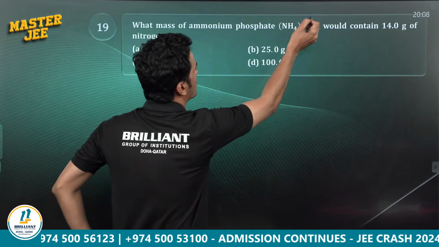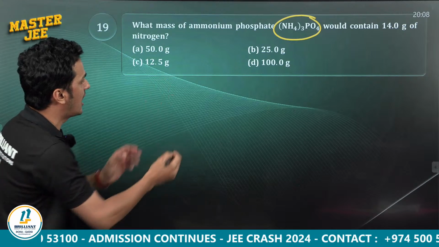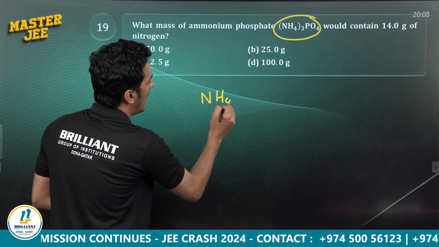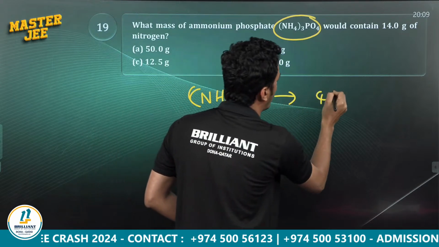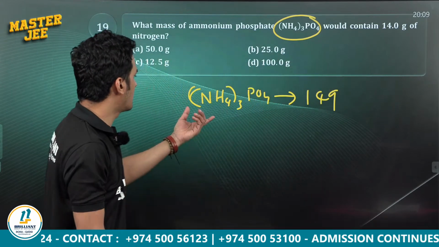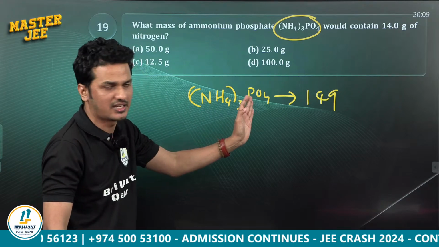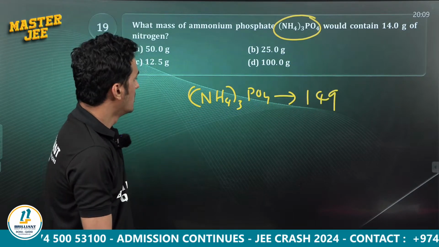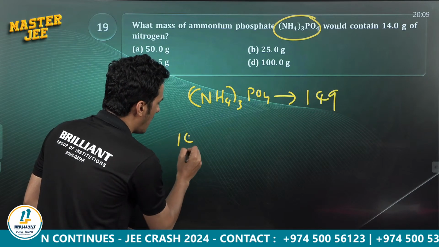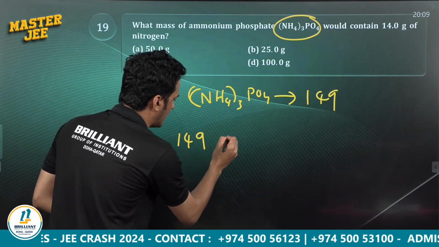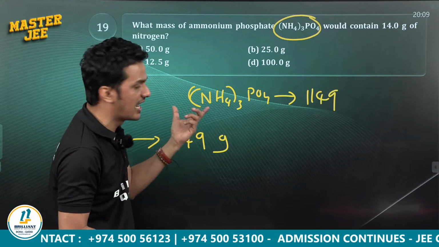In the case of ammonium phosphate, I am writing ammonium phosphate, its molar mass is 149. You can calculate: nitrogen is 14 and hydrogen is 1, phosphorus is 31, and while adding you will get 149. So this is actually molar mass. So if I am taking 149 gram, that contains how much gram of nitrogen?